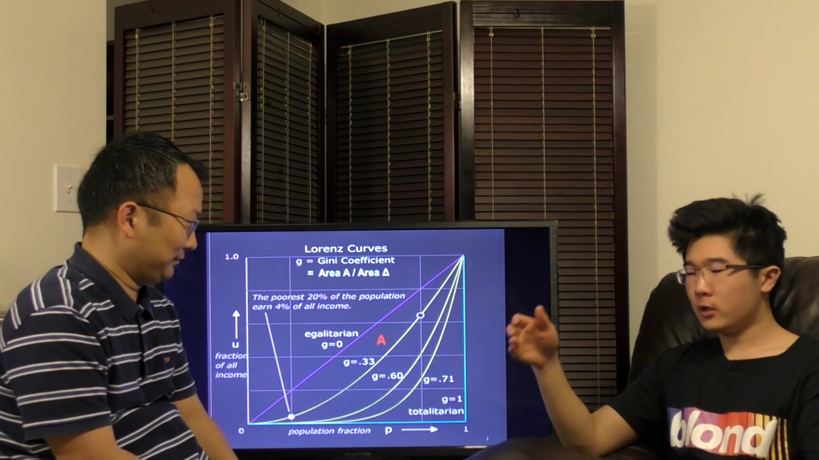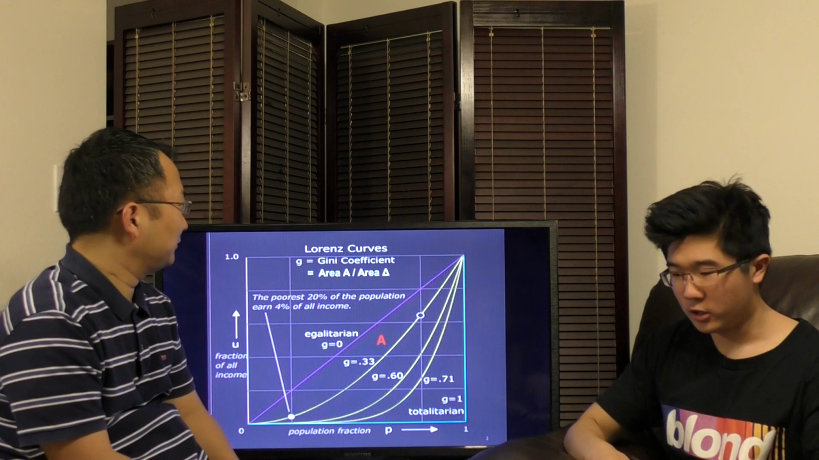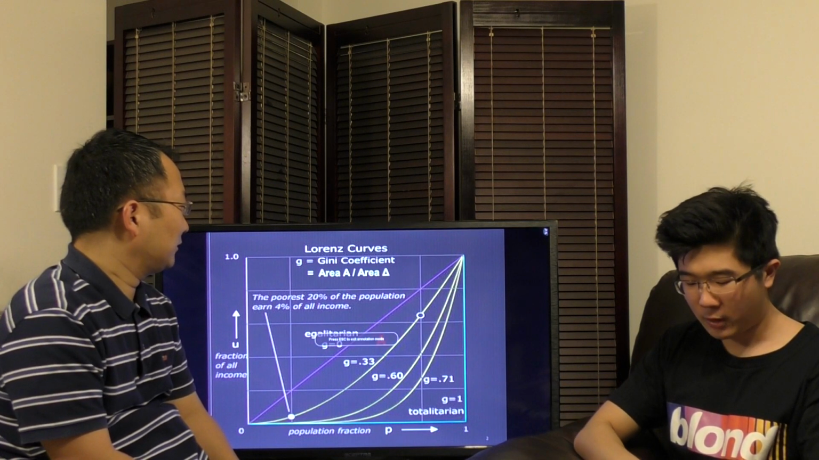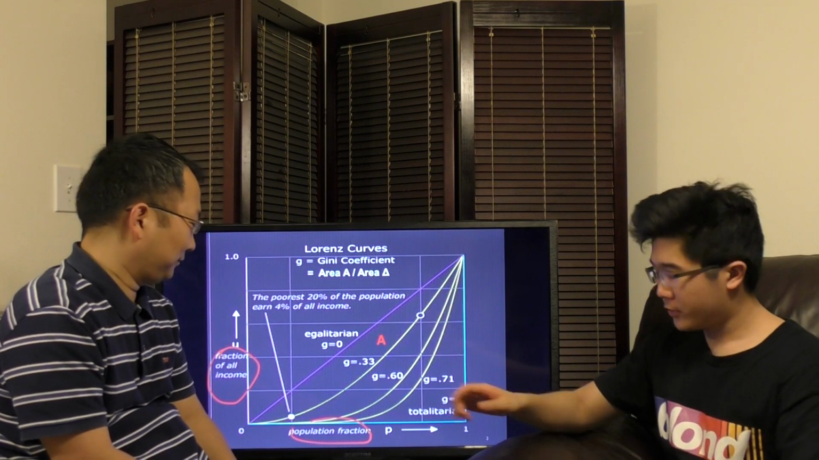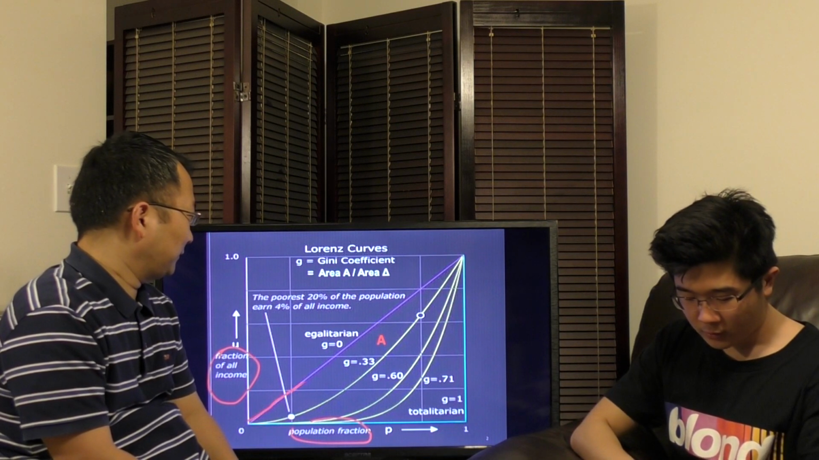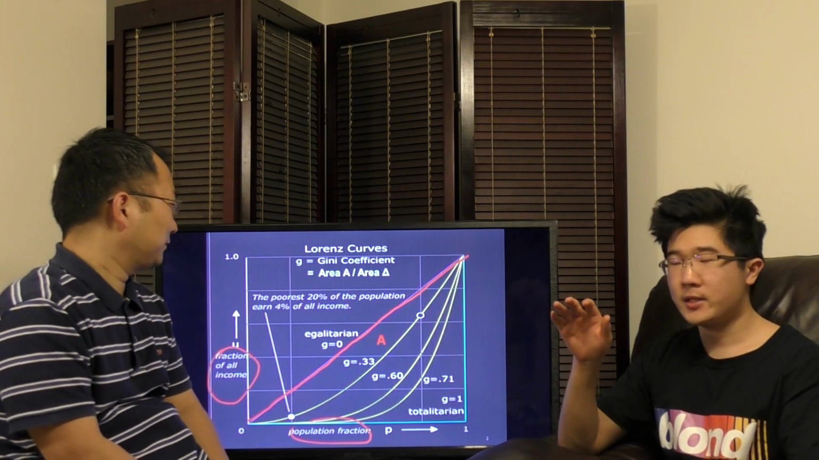So how do we do that? Well, let's look at this graph first. This graph basically shows income distribution in a country. On the x-axis, we see the population fraction. On the y-axis, we see the fraction of all income. And on this linear line right here, this would be a perfectly egalitarian country where every citizen makes the exact same income.